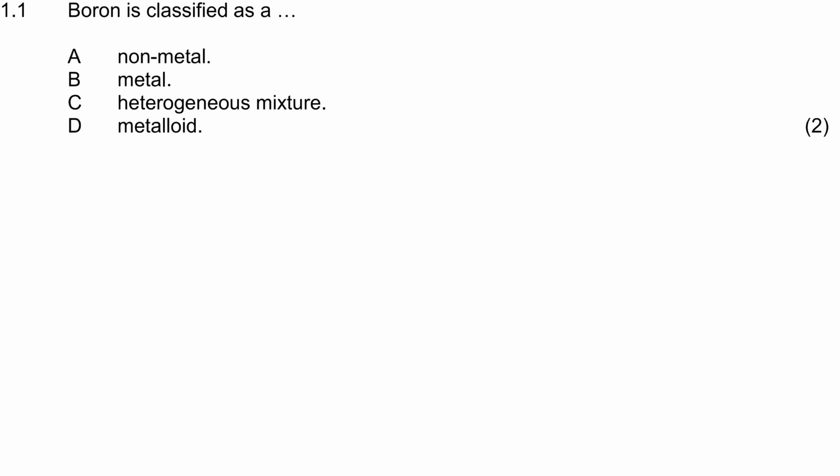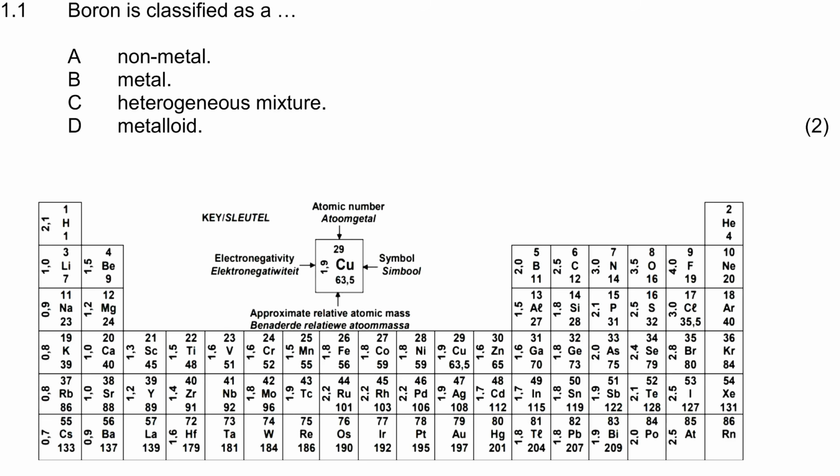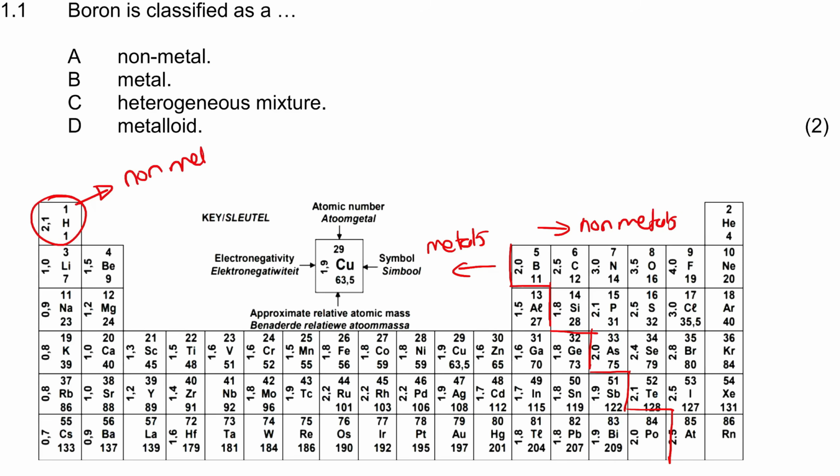Boron is classified as... Okay, let's go get our periodic table. Now, boron is over here. When we spoke about the periodic table in one of our lessons, we had a line that goes like this. Everything on the left is the metals, and everything on the right is the non-metals. Remember, we must also think about hydrogen. Hydrogen is on the left, but it's actually still a non-metal.